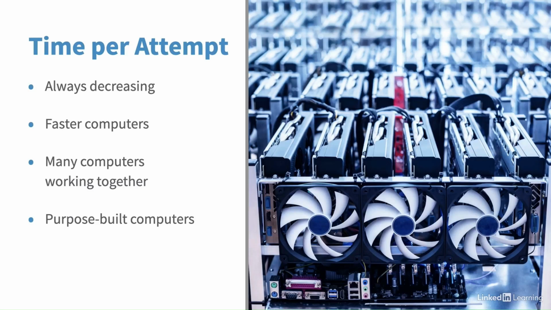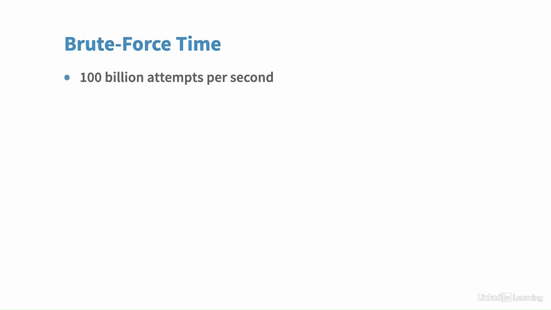A password cracking cluster can perform 350 billion guesses every second, and that number is doubling every 2 or 3 years. Let's do a calculation. Imagine that we have a password cracking rig that can perform 100 billion hash operations per second. That means that each attempt takes 1 out of 100 billionth of a second.